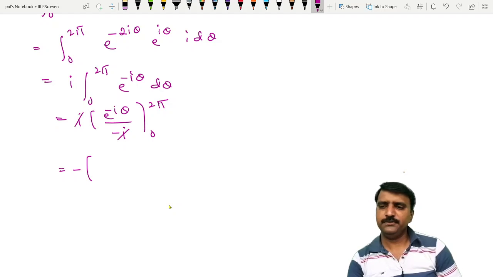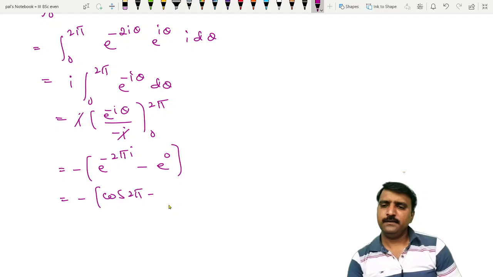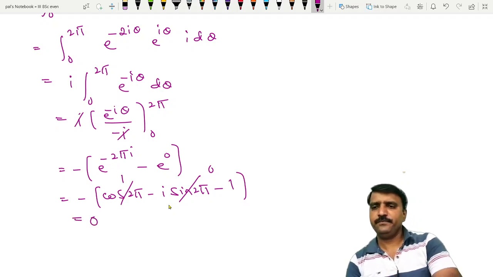If you apply the limit to this one, e power minus 2 pi i minus e power 0, which is equal to minus of cos 2 pi minus i sin 2 pi minus e power 0, it is 1. Sin 2 pi is 0, cos 2 pi is 1, so 1 minus 1 is 0, so finally it is 0.